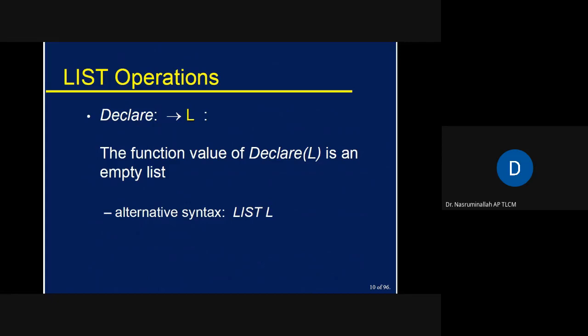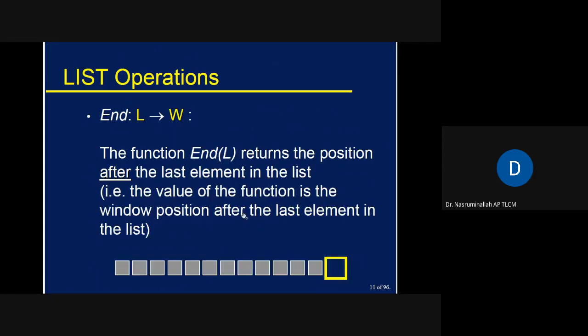Similarly, if we have a list data type, we need an operation for declaration of a list. For example, here we declare L. So L is now a variable of type list, and that can define a list. Initially it will be empty. So the function value of declare L is an empty list. So it is something like creating an empty list. If we are more familiar with int n type of representation, then of course we can also represent it as list L. So L is an empty list declared here in this step.